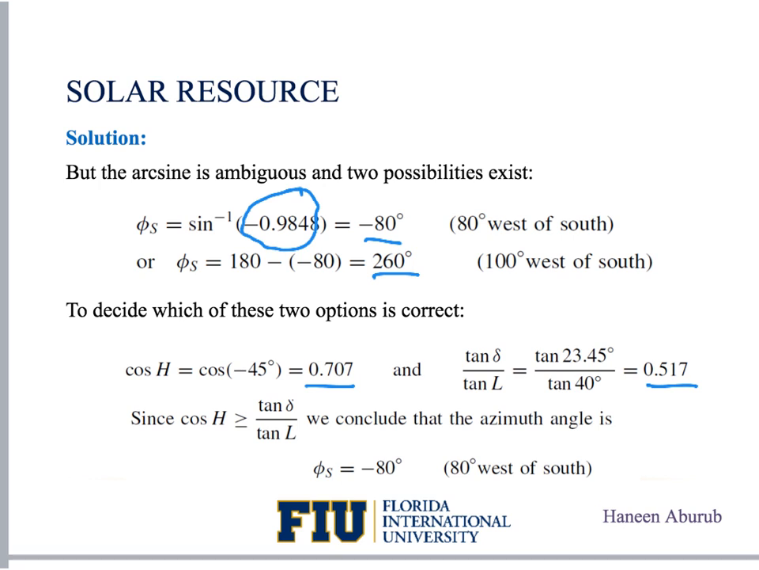0.517. Now if the cosine H is greater than or equal to tan delta over tan L, that means the magnitude, or the absolute value, of the azimuth angle is going to be less than or equal to 90 degrees. And this is the case. We can see that the cosine H is greater than tan delta over tan L, so our solution for the azimuth angle is going to be minus 80 degrees. Okay.